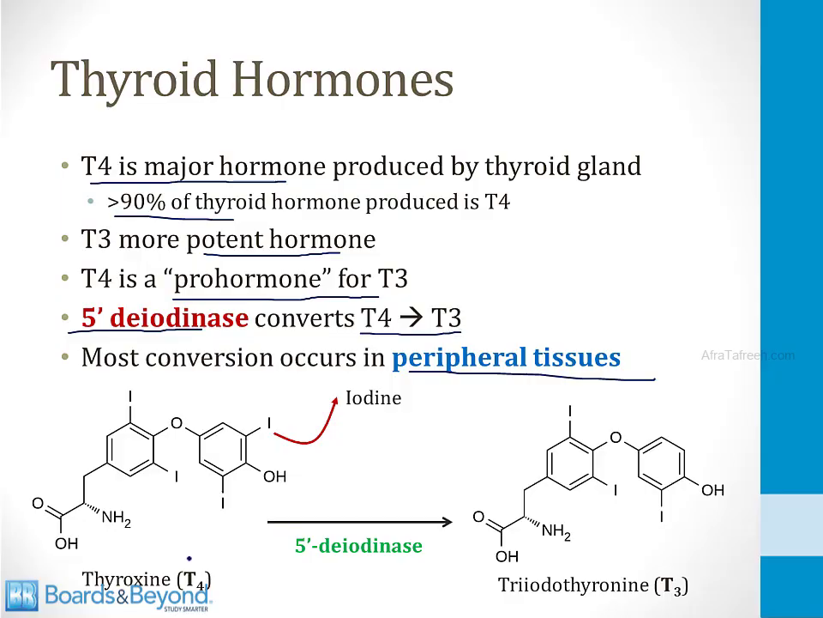If you look at the bottom left side of the screen here, this is the structure of T4. The enzyme 5' deiodinase can remove an iodine from the 5' position. That's how the enzyme gets its name, and when this iodine is removed, the structure you are left with is the structure of T3 or triiodothyronine.